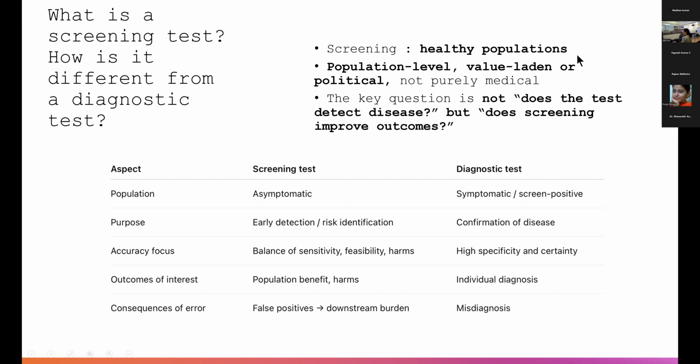The population, like I said, is asymptomatic people, whereas a diagnostic test is for symptomatic or screen-positive patients. The purpose of a screening test is early detection, and its accuracy focuses on sensitivity, feasibility, and harm, whereas in a diagnostic test, you want high specificity and certainty. Screening is for population-level benefit, whereas a diagnostic test is for individual-level benefit.